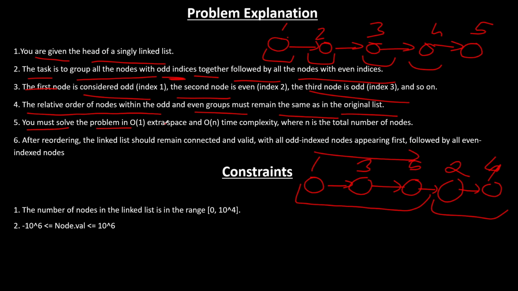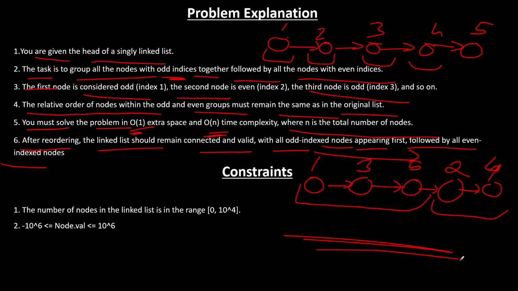You must solve the problem in O(1) extra space and O(n) time complexity. This is already mentioned in the question. N is the total number of nodes. After reordering, the linked list should remain connected and valid, with all odd-indexed nodes appearing first, followed by all the even-indexed nodes. This is the linked list given, and you have to convert it into this format. I hope you understood what they are trying to tell.